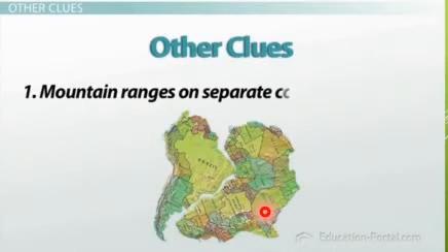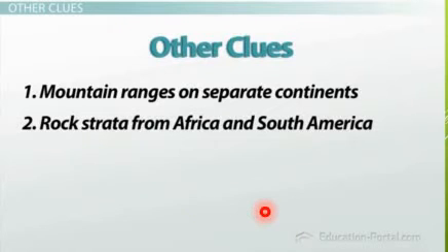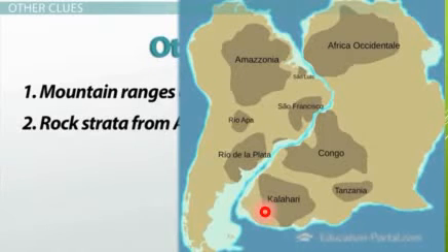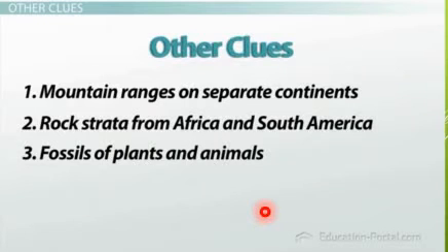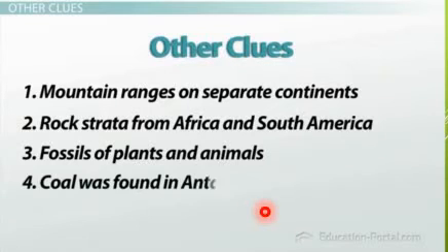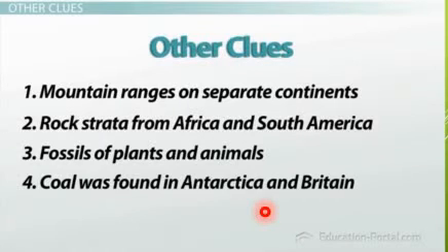Other clues came from more research. He discovered that in his Pangaea model, large geologic features such as mountain ranges on separate continents often lined up closely. Rock strata from Africa and South America also matched when placed together. Puzzling data of fossils of plants and animals found in climates where they could never have survived was also explained, similar to the Glossopteris tropical ferns growing in Antarctica. Coal was found in Antarctica and Britain, areas that could never support coal formation today.